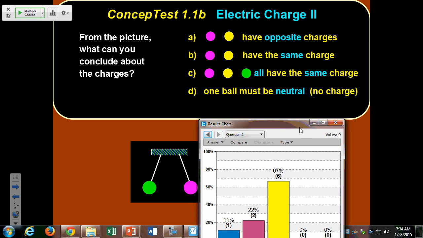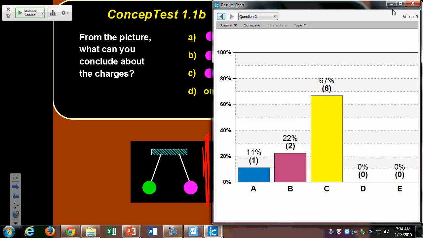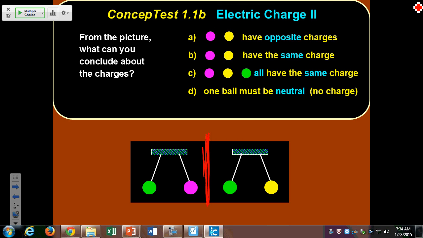Good. The way I always like to do these is I just see. I think C's the right answer. Just go through and imagine, what if this one's positive, that means this one must be positive, and if this one's positive, then that one's also positive, right? Because they're repelled from one another. And similarly, if I say this one's negative, that one's negative, and if this one's negative, then that one's negative. So they all have to be the same charge, right? Because they're repelling one another.